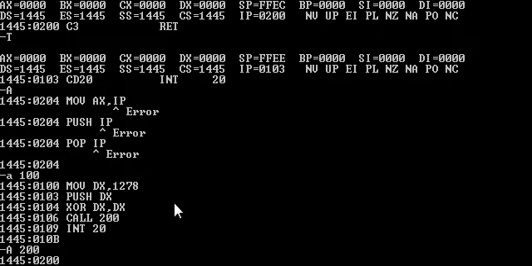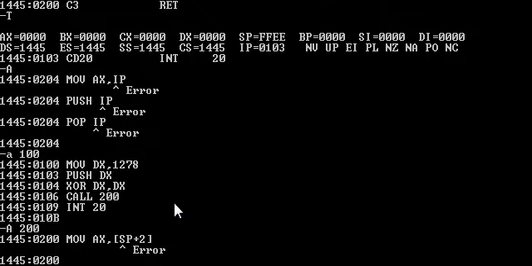And one of the things we're not able to do is what we want to do. So we want to put it into AX. We're not allowed to do the thing we want. That's what we want to do. Error. And the error is you're not allowed to use SP.